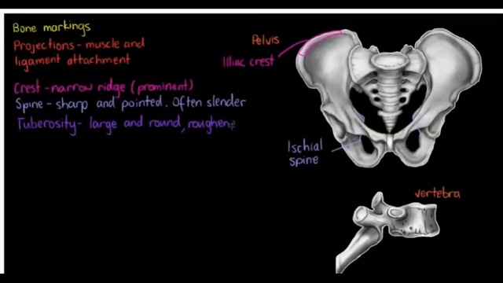So if we look on the bottom of the ischium again over here, we can see this ischial tuberosity here is quite a rough surface, and it's very large as well. So that again is just going to be called the ischial tuberosity.